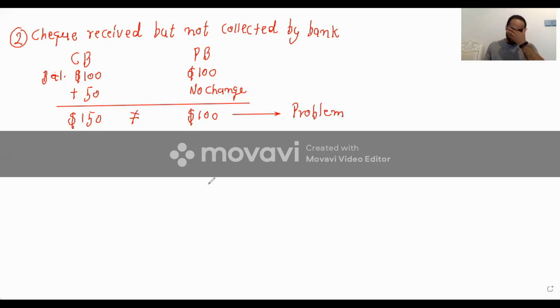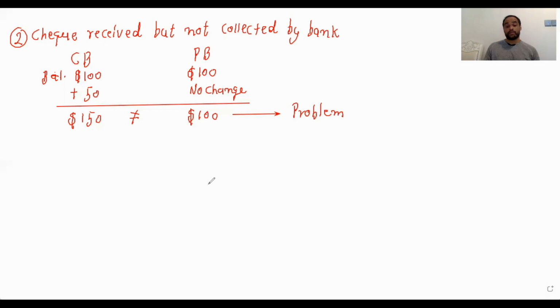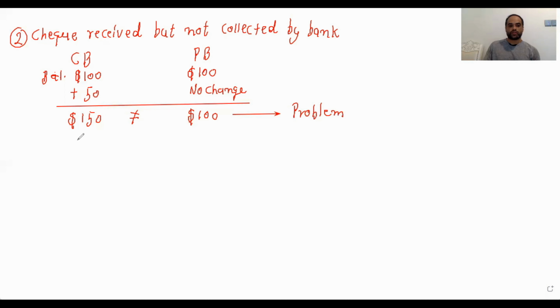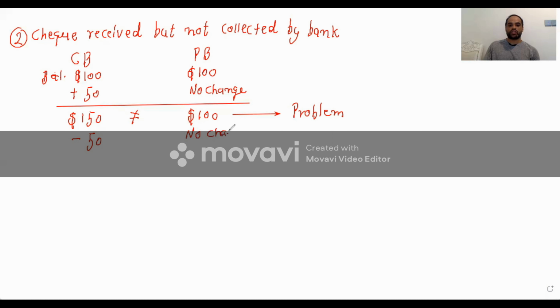All right. So now, what is the solution of this problem? So the solution is we will credit the cash account, not bank account, obviously. We will credit our cash account by $50 to make it equal with 100. So credit cash account means you will reduce your cash account by $50 because the difference is $50. So you will minus $50 here. All right. So obviously here, no change. You cannot make any change here.